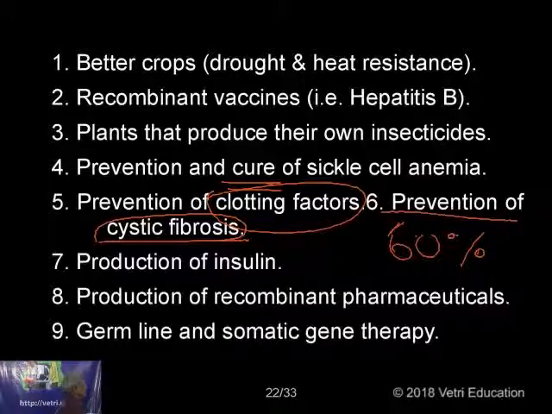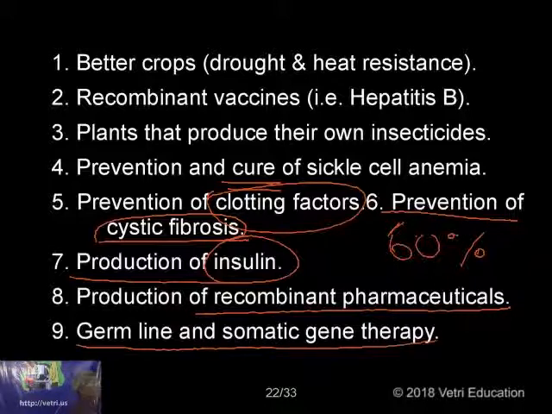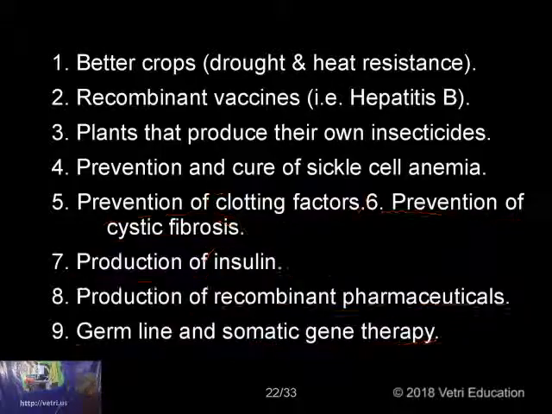Then production of insulin is another very important thing. For insulin production, we were depending only on the pancreas of pigs which were slaughtered. But now we have E. coli bacteria which are secreting the insulin for you. Then production of recombinant pharmaceuticals, then germline and somatic gene therapy. So these are some of the areas where we can take the help of biotechnology for improving the quality of life of man.